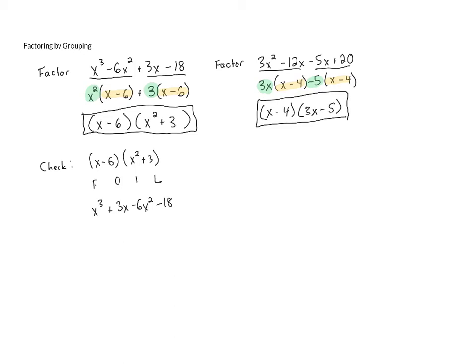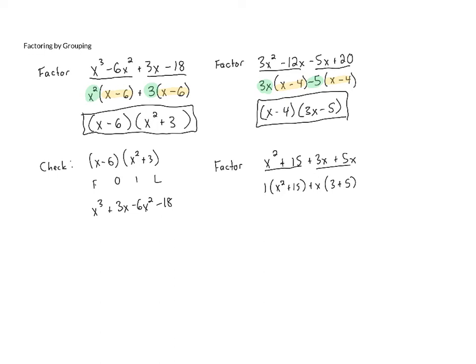Now there's one more thing I want to point out that we have to be careful with. Let's factor x squared plus 15 plus 3x plus 5x. Now, if we try to use grouping here, we're going to run into a problem. x squared and 15 only have 1 in common. And if we pull that out, we're left with x squared plus 15. And then 3x plus 5x has x in common. And if we pull that out, we're left with 3 plus 5.